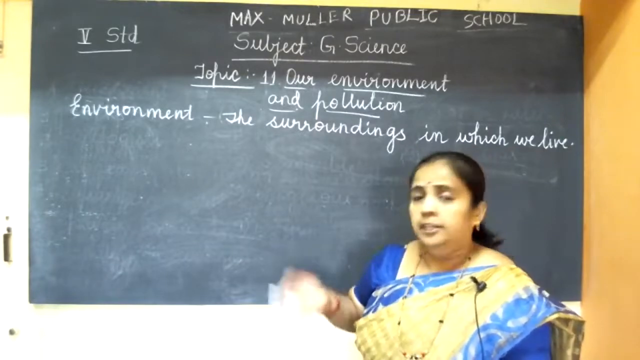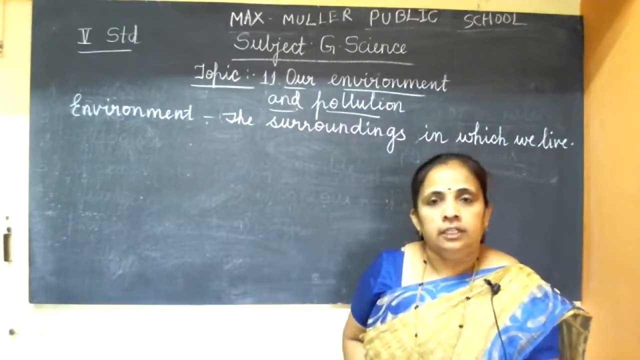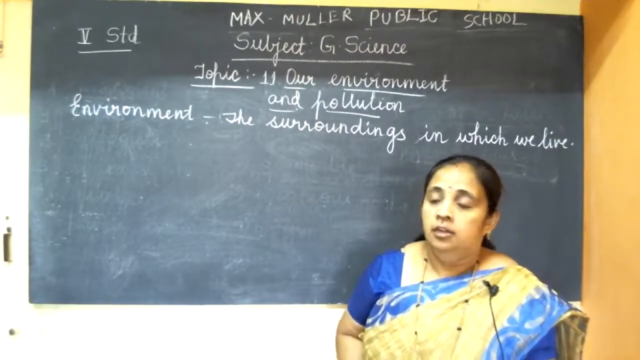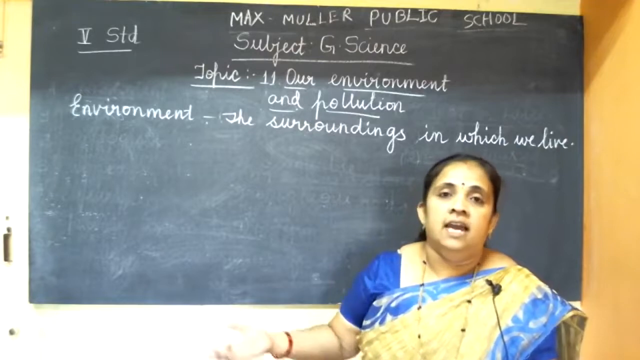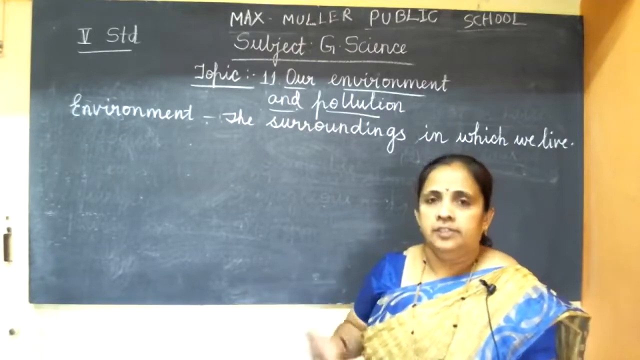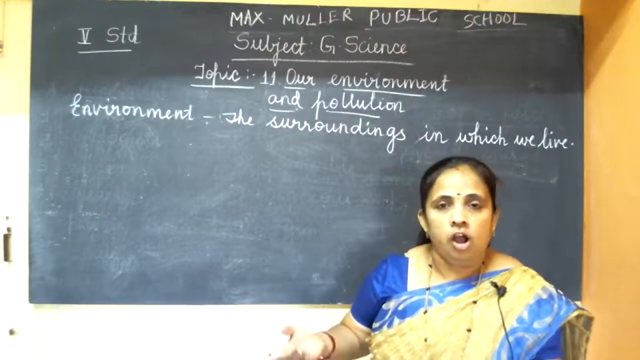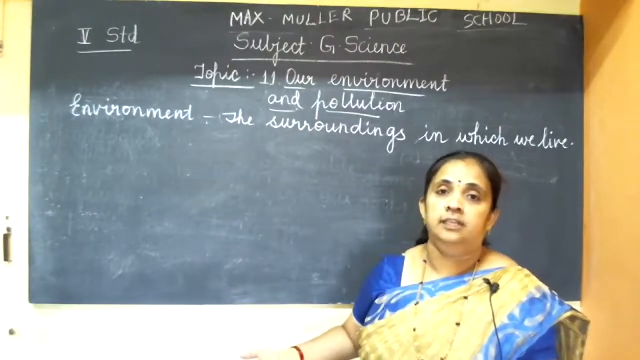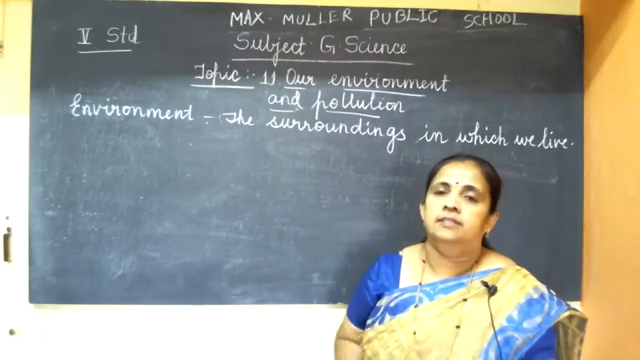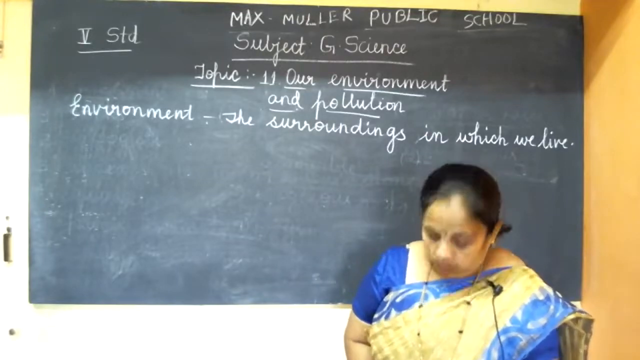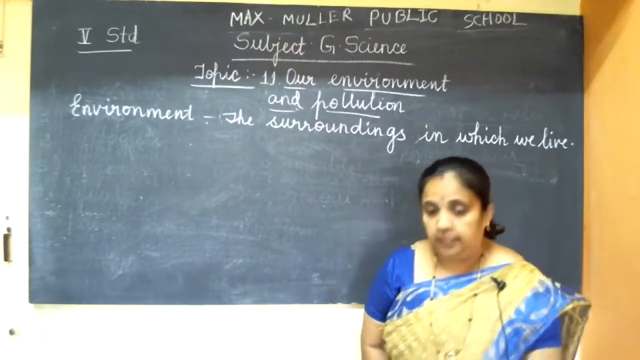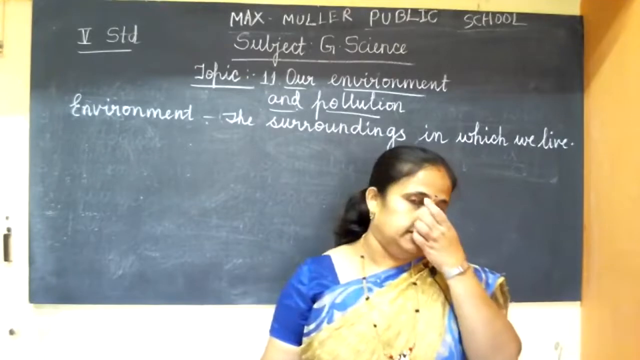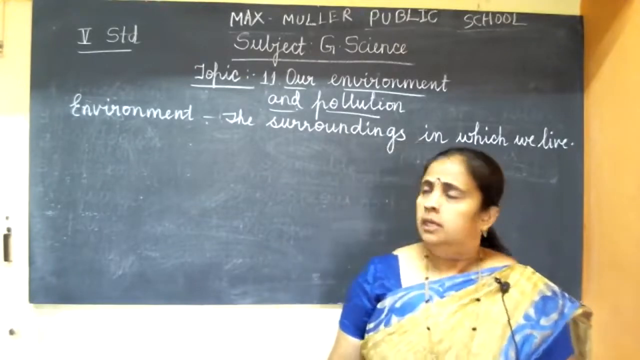So what all can we see in the environment? What is present in the environment? We see so many things, is it not? We see our school, we see our house, malls, theaters, buildings, shops, markets, is it not? Plants, animals, vehicles. So all these things make up the environment. What all we see in the surroundings forms the environment. Okay.